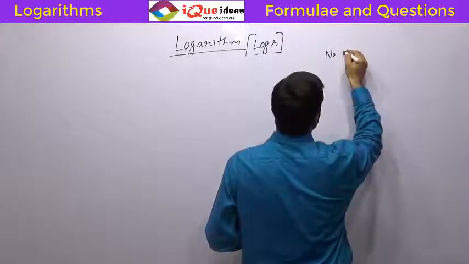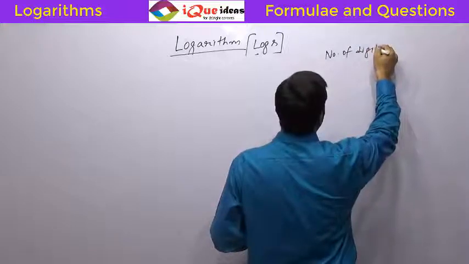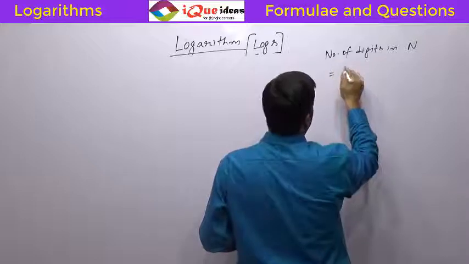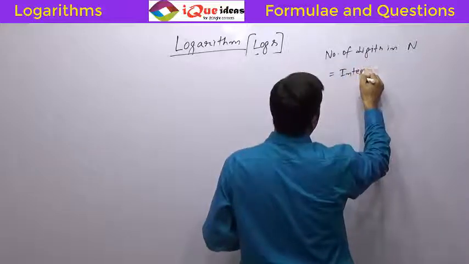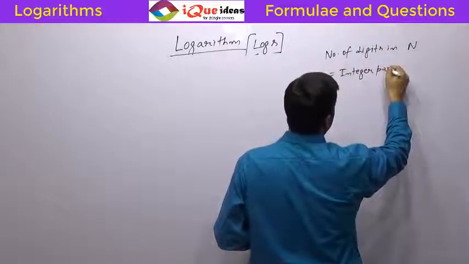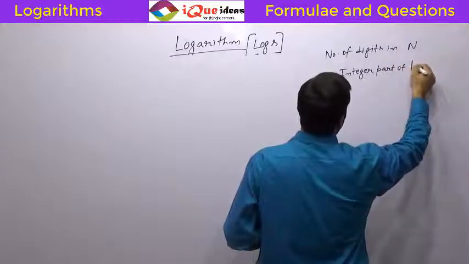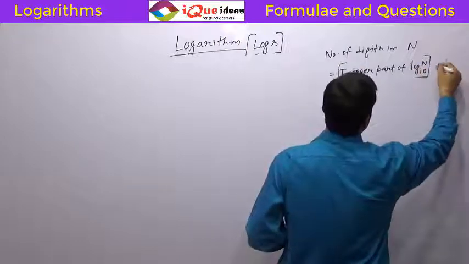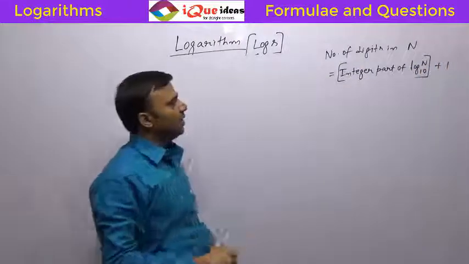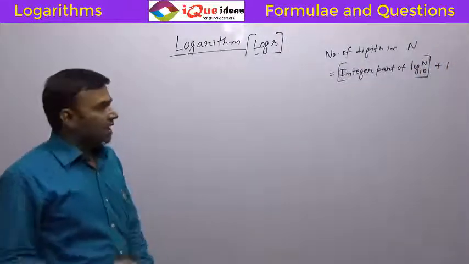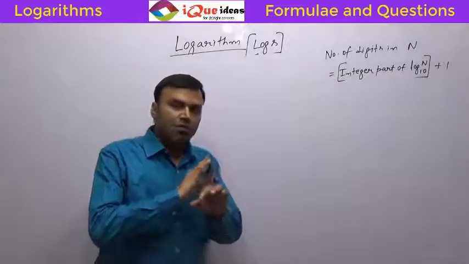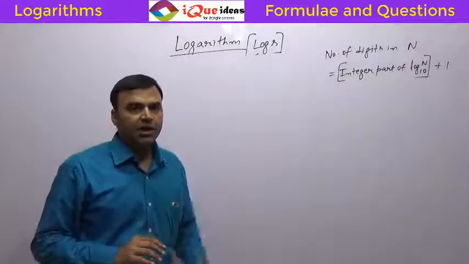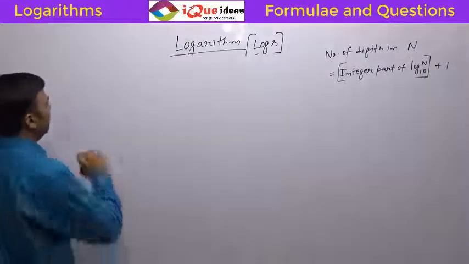Number of digits in n is equal to the integer or before-decimal part of log n to the base 10, plus 1. Alright, this is what it is. Now, do not worry, you will not be required to memorize the values of log. If any log value is required, it will be given in the question. Okay? Let's take another example.